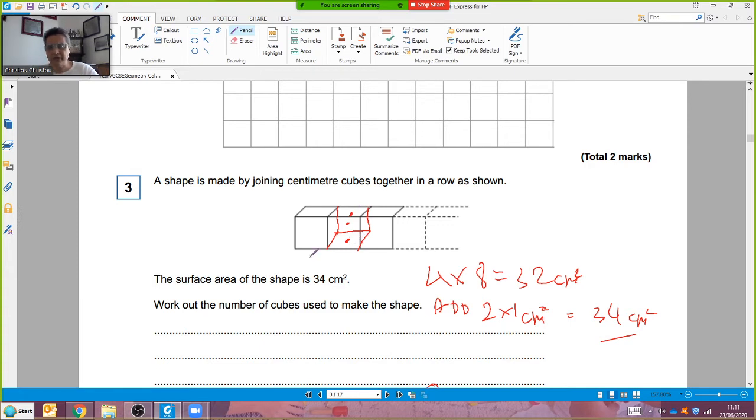So can you imagine, if you were to put your hand around it like that, you'd be able to touch four little surfaces on that little cube, yeah? So that'll have a surface area of 4 centimeters squared. Now, the one at the end is different because it's at the end. This is how it would look.